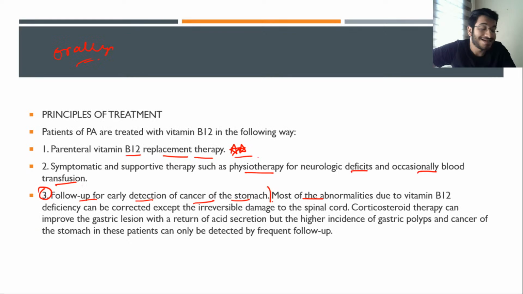And yeah, with this let's end this session, and in the next session we'll be doing hemolytic anemias. In the next session of anemia we'll be doing hemolytic anemia, thalassemia and aplastic anemia.